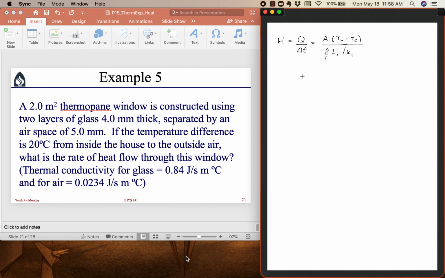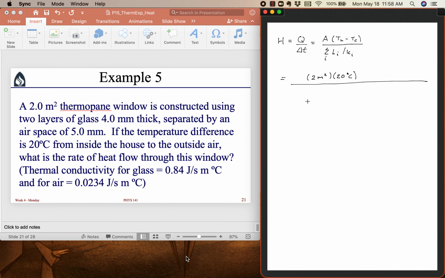Okay, so let's just write down what that would be. So first of all, we have the area. The area of the window that the heat has to flow through is 2 square meters. And then the temperature difference is 20 degrees Celsius. And I can use Celsius because I am talking about a temperature difference and not a single temperature.